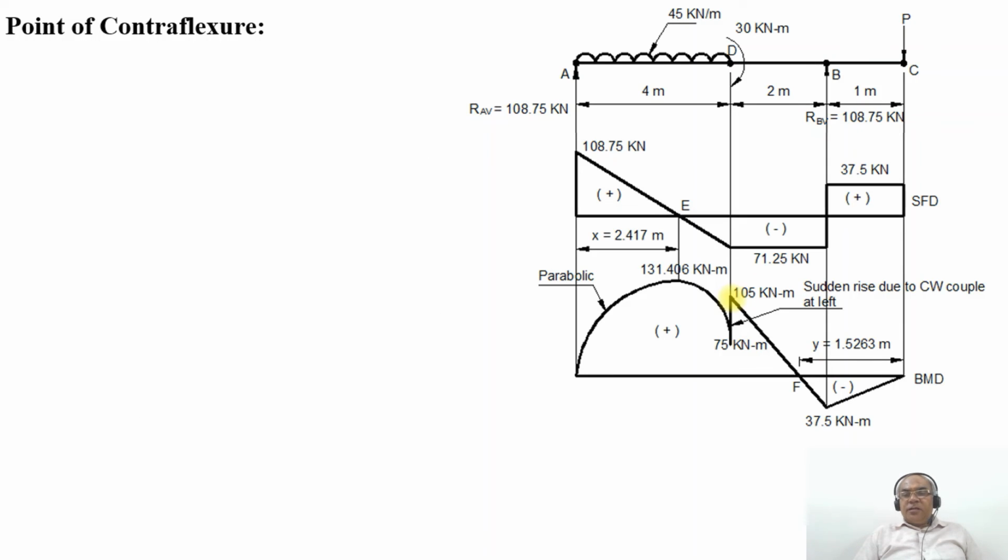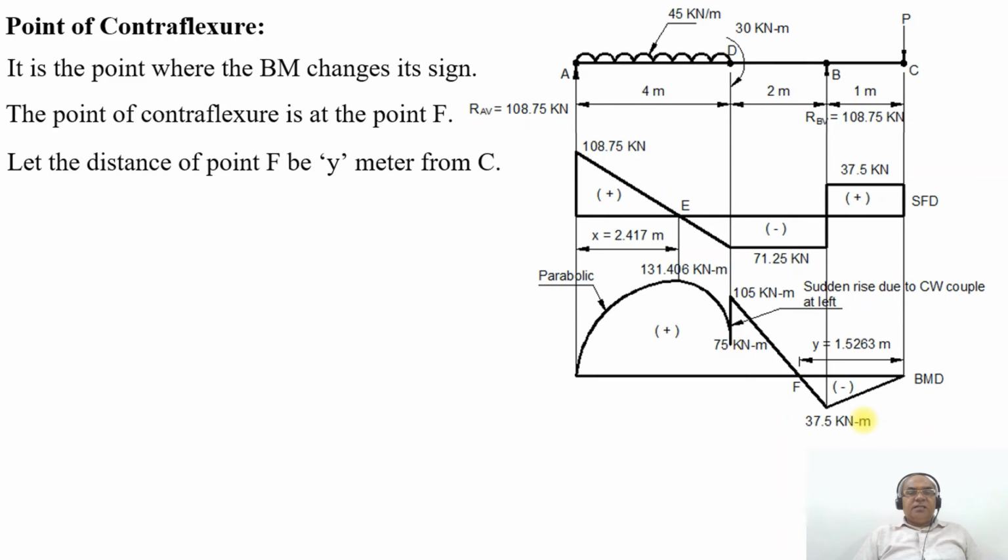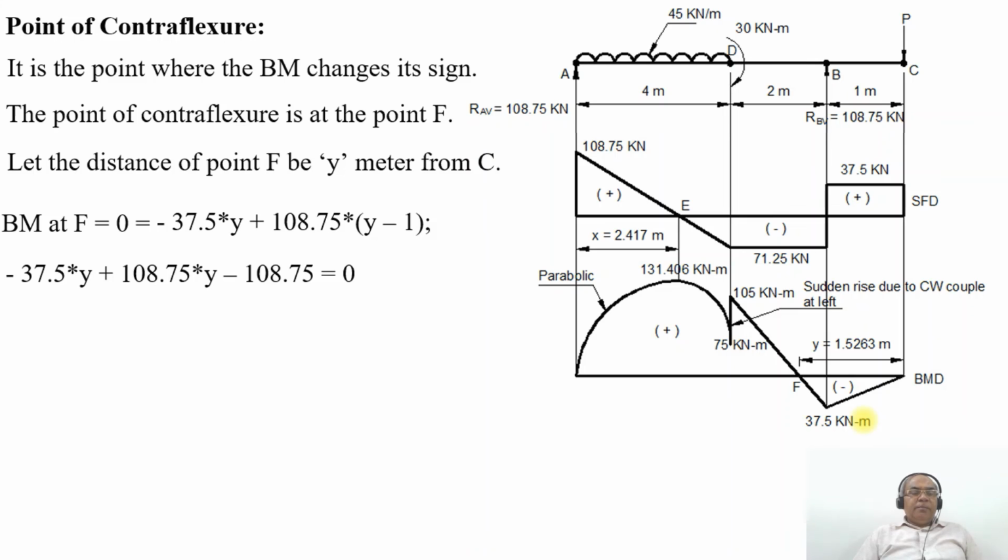Now we are going to get the point of contra flexure. It is the point where the bending moment changes its sign from positive to negative. So the point of contra flexure is at the point F, which is at a distance of Y meters from C. So BM at F will be equal to 0, which is equal to minus 37.5 into Y plus 108.75 into Y minus 1. So minus 37.5 into Y plus 108.75 into Y minus 108.75 will be equal to 0.